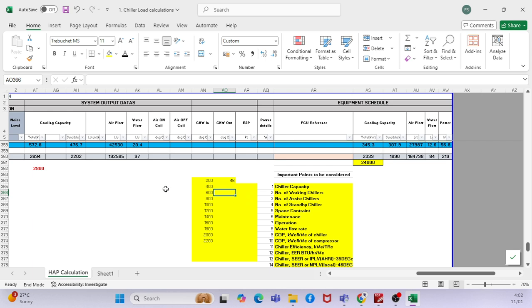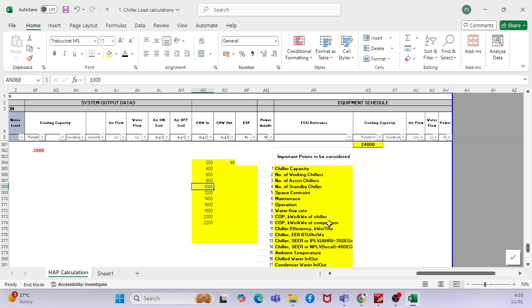Now I'm going to select the number of chillers. Basically, you have arrived at the chiller capacity. You are going to calculate the chiller capacity, and how you calculate it depends upon the total load and also the number of working chillers. As per my project requirement, based on the dimensions, I may be able to fit a 1,000 kilowatt chiller. It depends upon the space. If you see a space constraint, you have to check the length of the chiller based on the project's space availability.